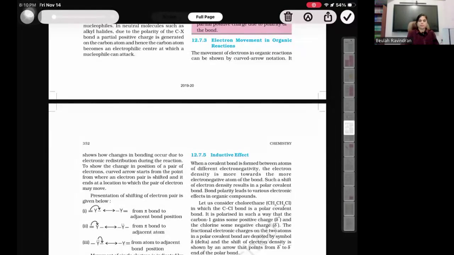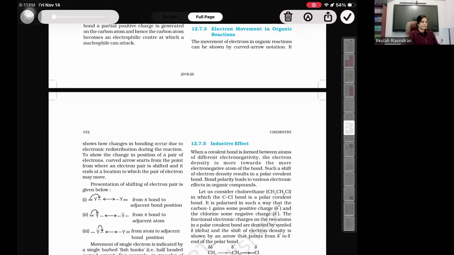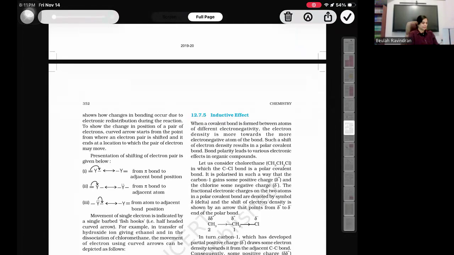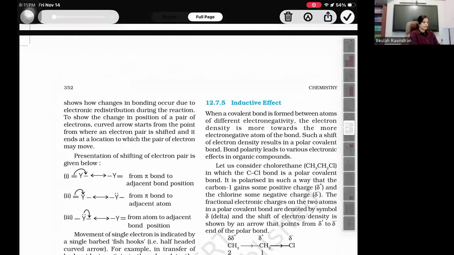So it is all about the inductive effect we are going to see. Right now, we'll see this electron movement in organic reactions. It shows how the bonding occurs and how the electrons are redistributed during the reaction.